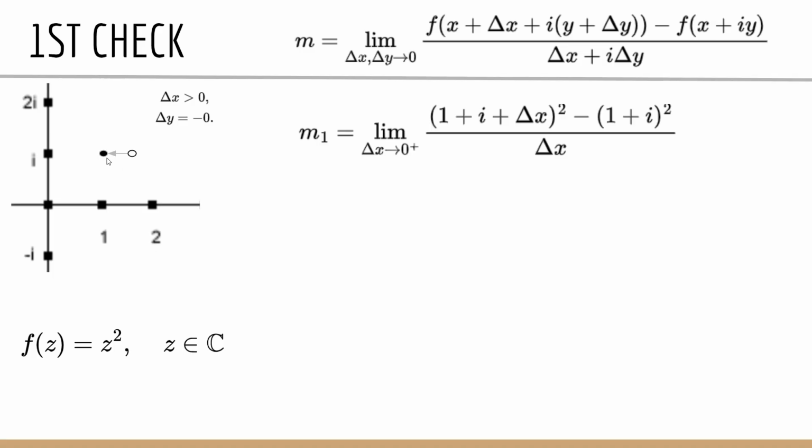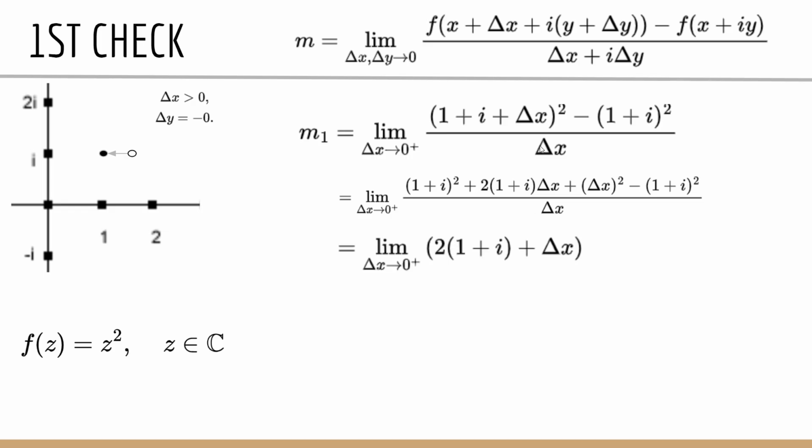We're considering the point 1 plus i, so x equals 1, y equals 1. This expression gets simplified, and we can expand that. These two terms cancel out. So what we're left with is the limit as delta x approaches 0 from the positive side of 2 times 1 plus i plus delta x. As delta x gets really small, this last term is basically irrelevant. So the gradient associated with this directional approach is 2 times 1 plus i.